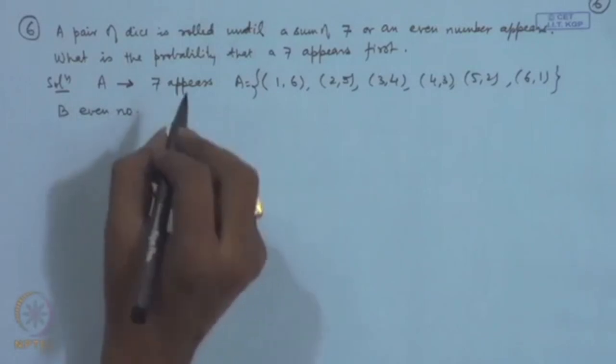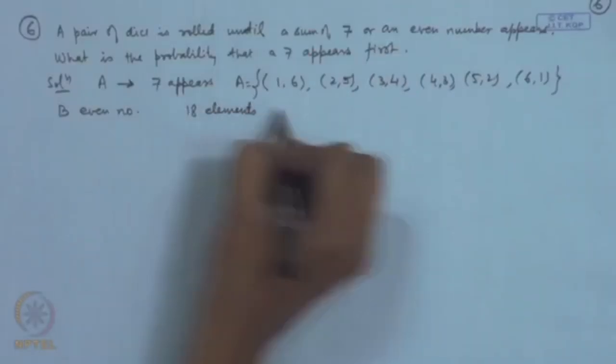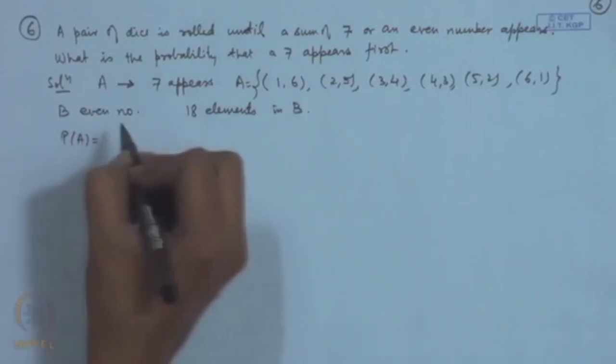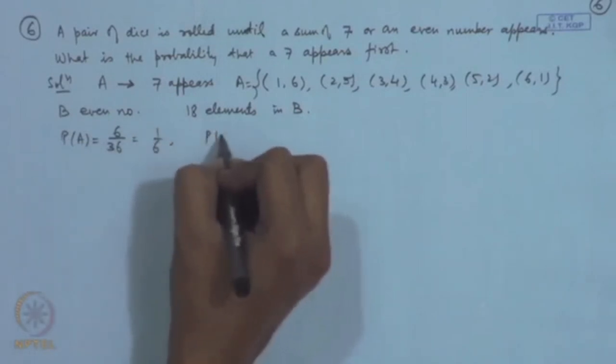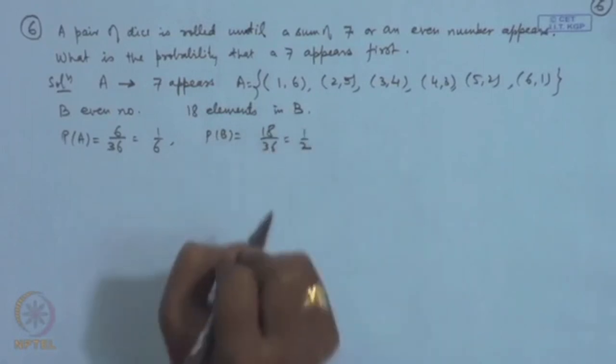Now, even number means the sum is even, 1, 1, 1, 3. So, if you have the first one as 1, there are 3 possibilities. If you have the first one as 2, again there are 3 possibilities, like 2, 2, 2, 4, 2, 6 and so on. So, there are 18 elements in B. So, probability of A will be equal to 6 by 36, that is 1 by 6, and probability of B will be equal to 18 by 36, that is half.